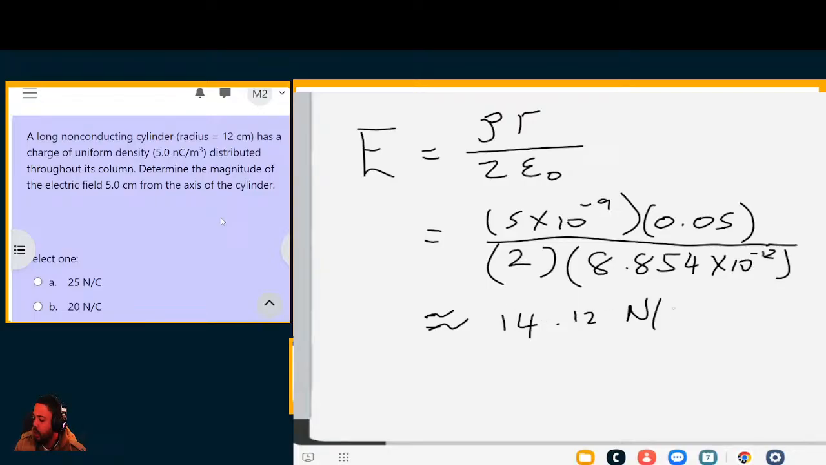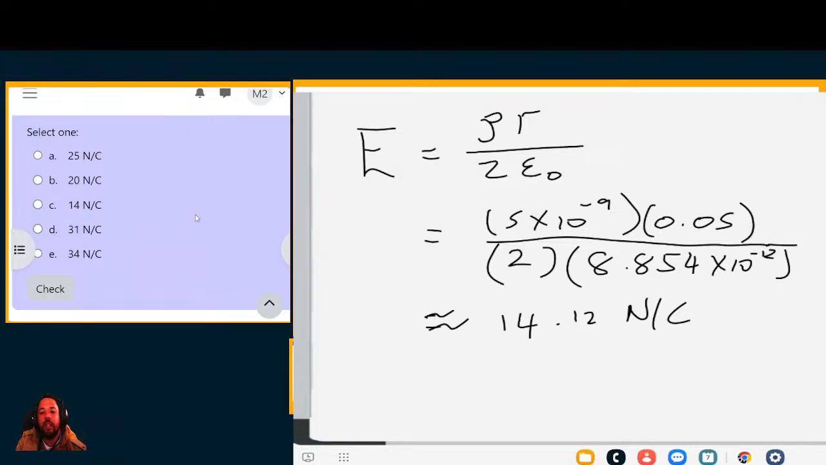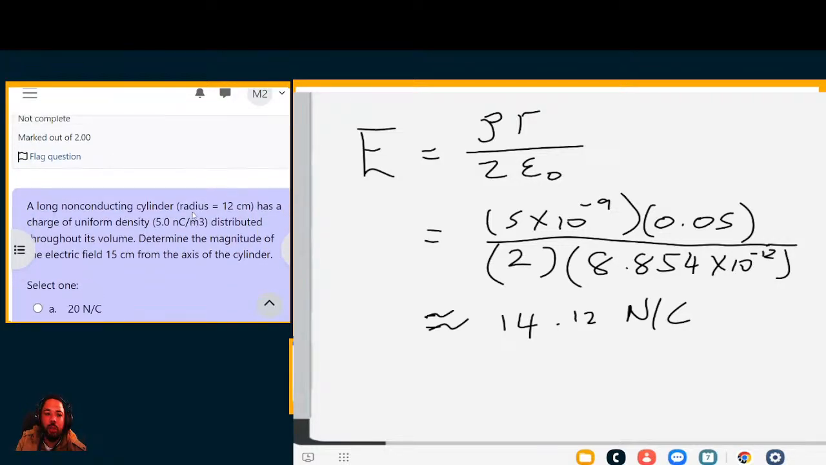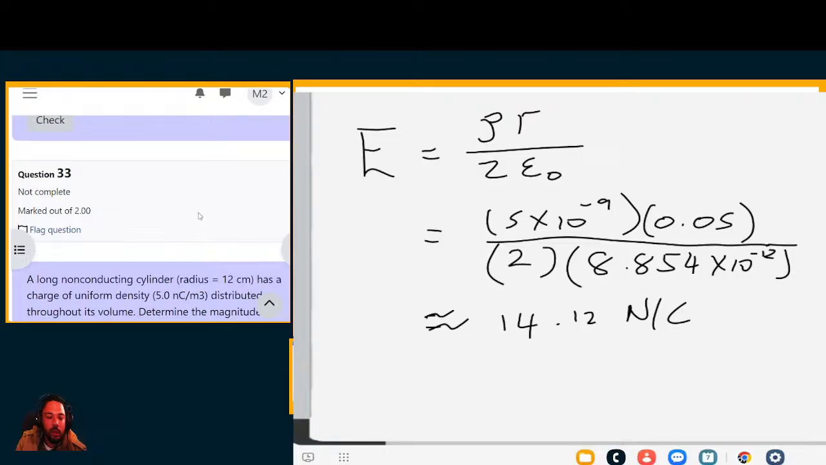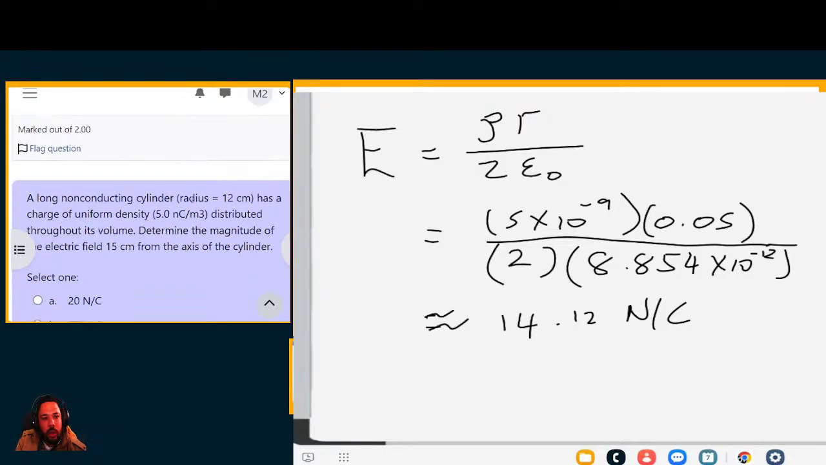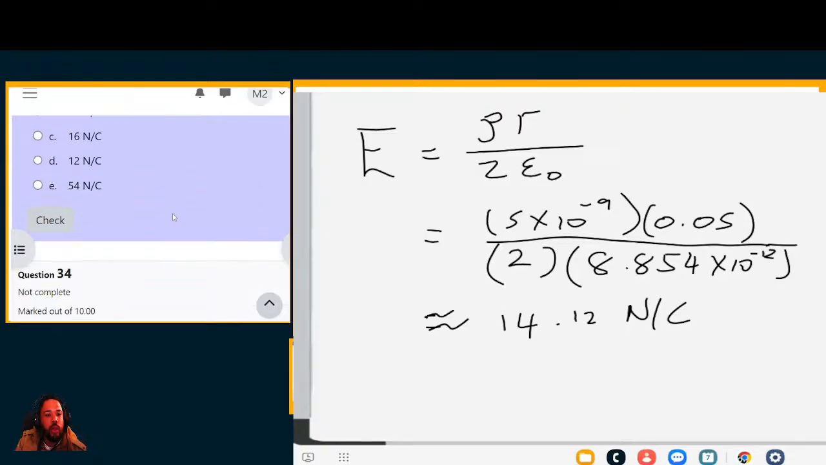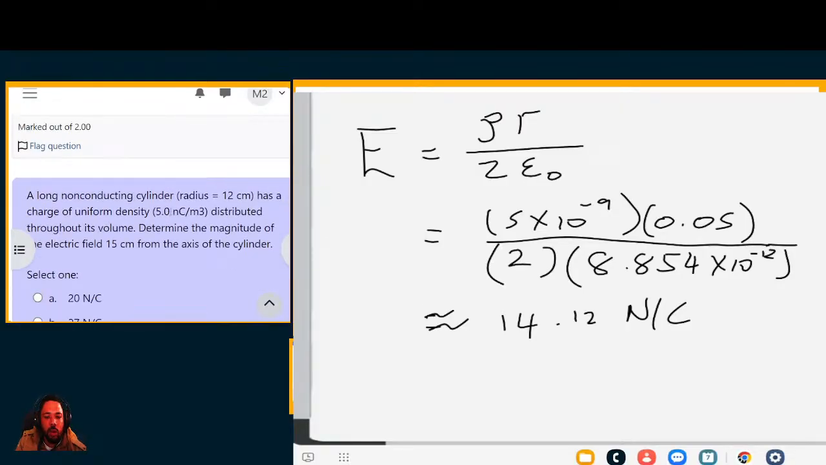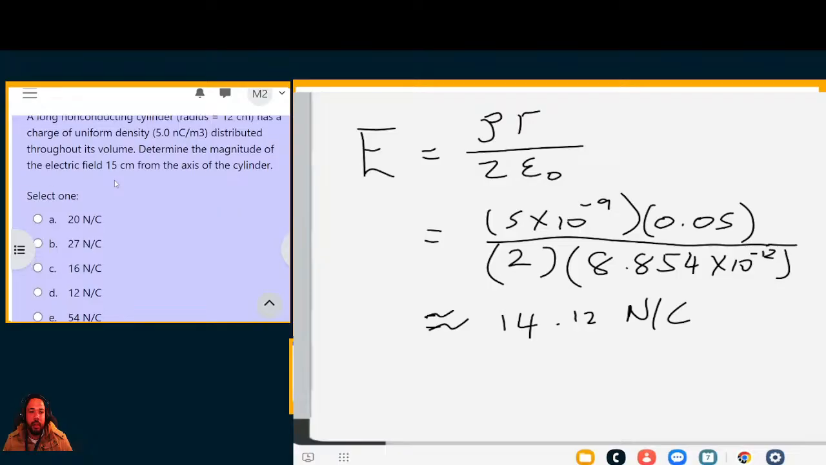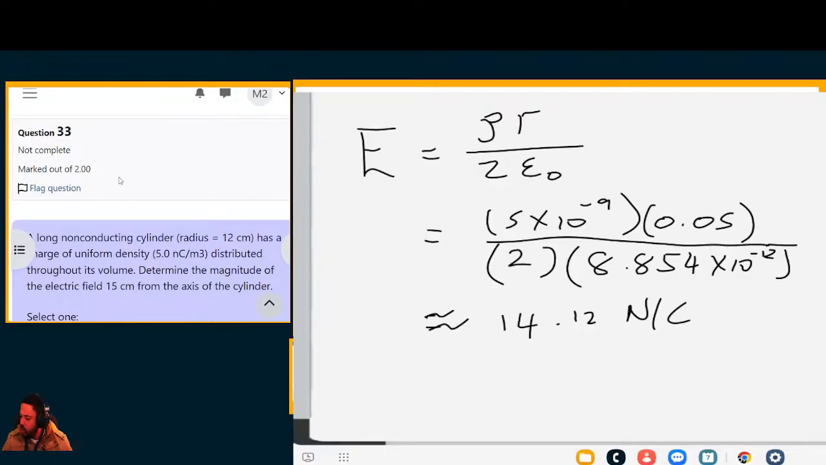That's approximately 14.12. Remember, guys, you need to know what works for a cylinder and what works for a sphere. It does get easier because after this you'll be using just calculus, so your integrals should be on point at this point. You should be able to do them backwards and forwards. So let's go to the next problem. This is number 33. We just did 32, I think.